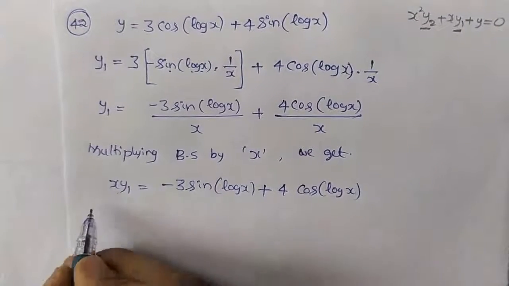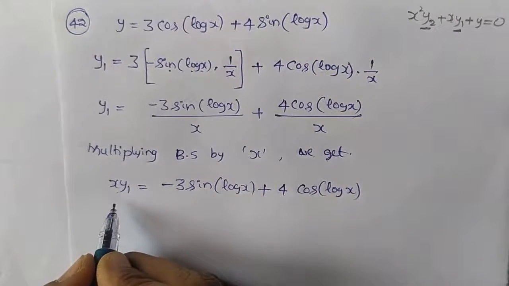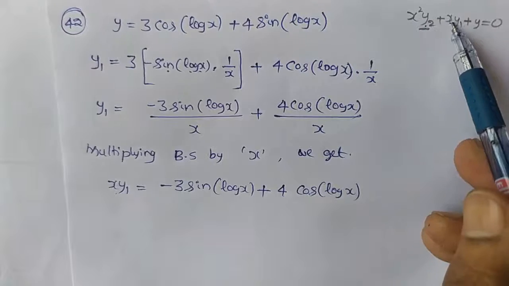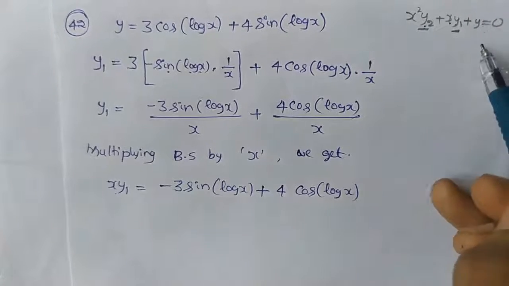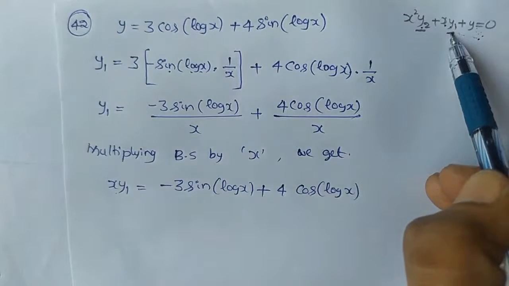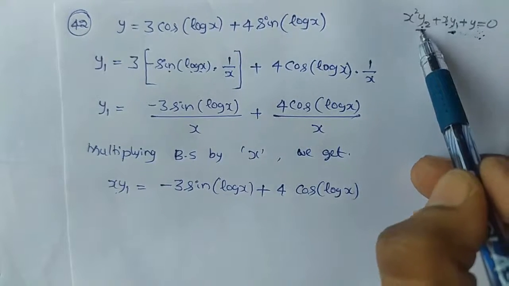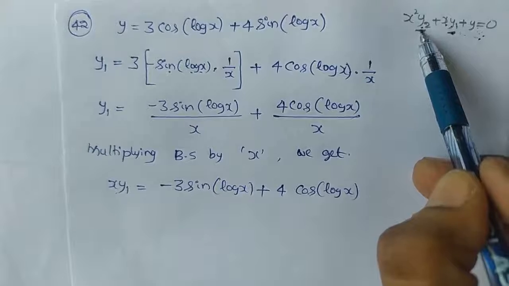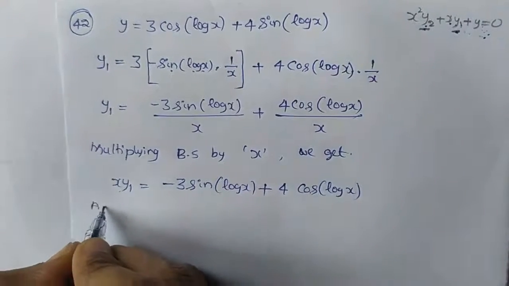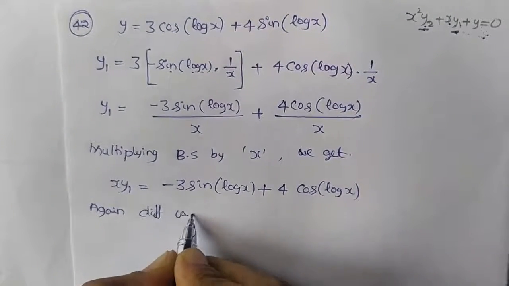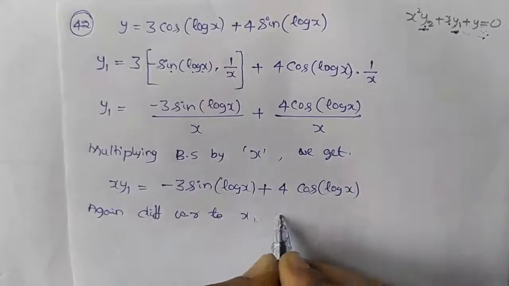Okay, now let us differentiate again. We need to prove that x square y2 plus x y1 plus y equals 0. y1 has been found, y2 has to be found. So let us differentiate again with respect to x.